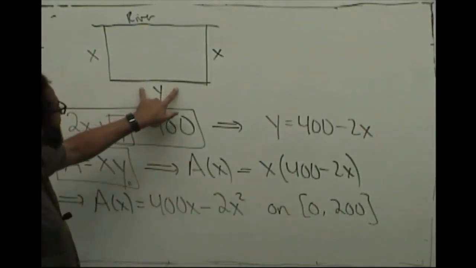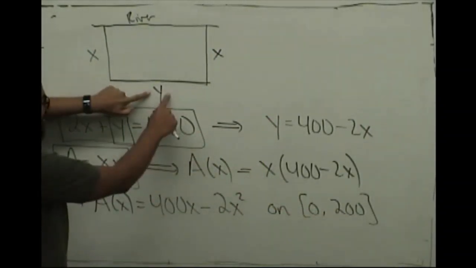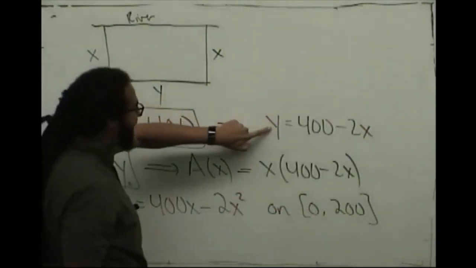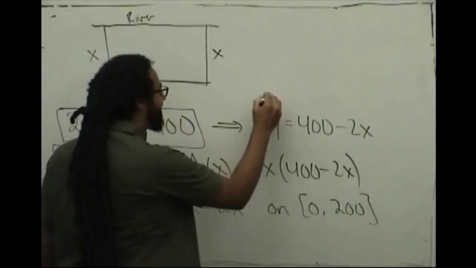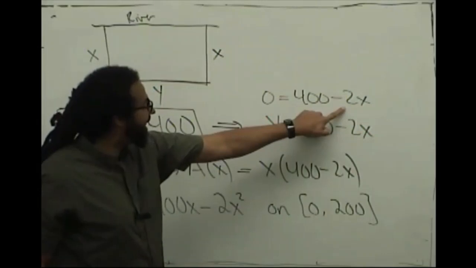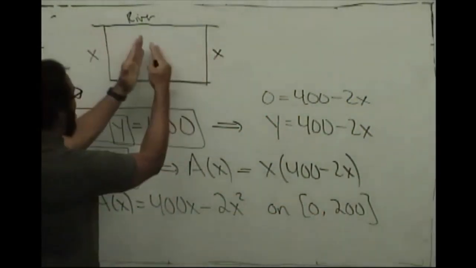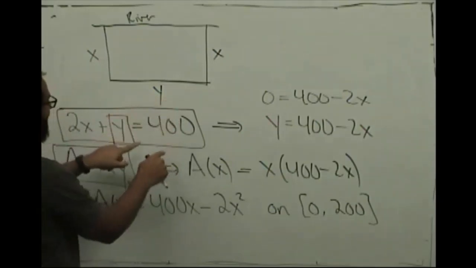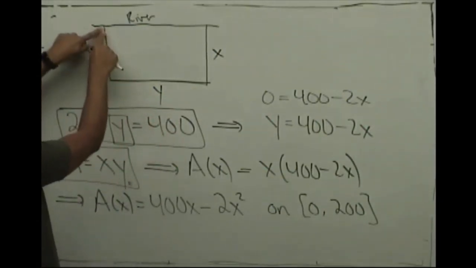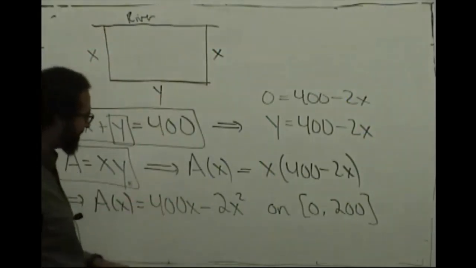Well, what's the other extreme that x can be? What if y happens to be 0? Well, if y is 0, you can see here that x then has to be 200. So if y is 0, and we've got 400 feet of fencing, then we've got 200 here and 200 going back in the other direction.